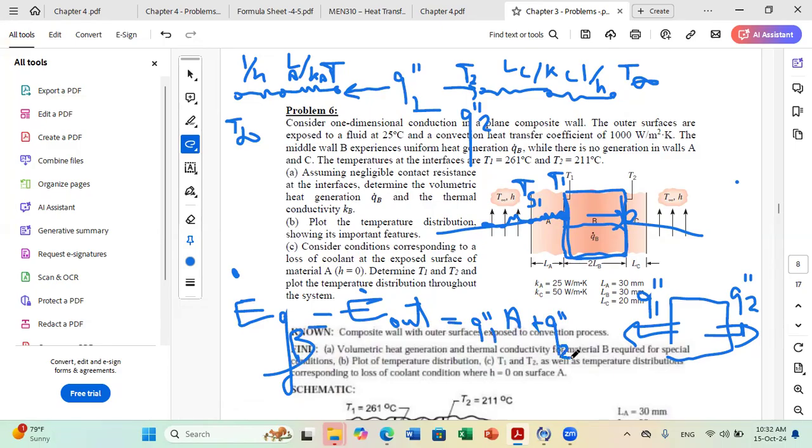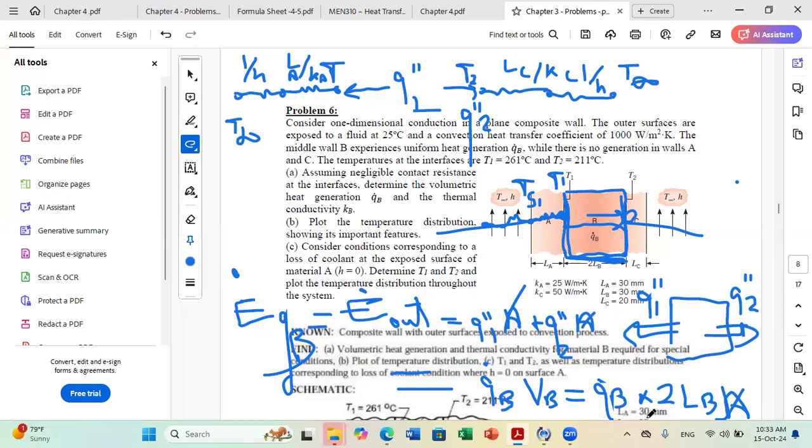Now, what about the generation? How do you calculate generation? Q dot B times volume. So it is equal to Q dot B times volume. And what is the volume of B? It's 2 times the length times the area, 2LB times area, because 2LB is the width of wall B. So Q dot B times 2LB times A. So A will cancel out because it appears in all terms.